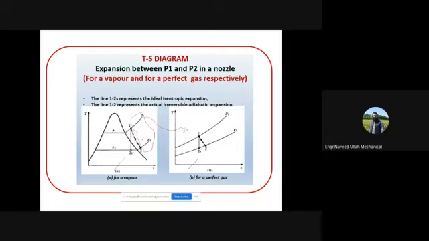Anyway, if you talk about the vapors, 1 to 2 is expansion inside the nozzle, and that is the real expansion. Okay, 1 to 2 is isentropic expansion. Same is the case for a perfect gas: 1 to 2 is the isentropic expansion inside the nozzle, and 1 to 2 is the real expansion.